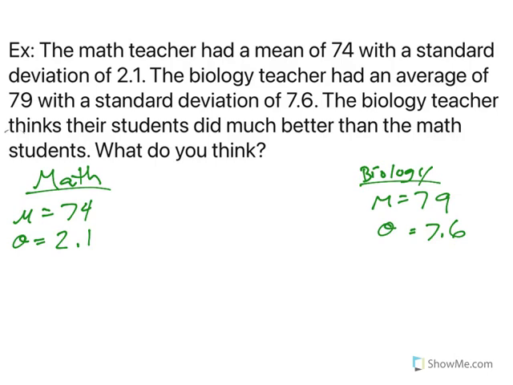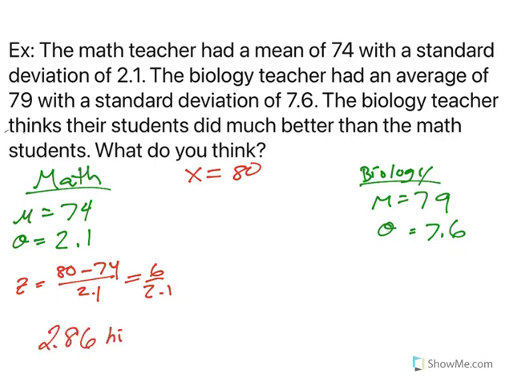So what I like to do is think about comparing a value. I would say the math teacher actually did better. So let's just say if a student scored an 80, how does that work on each test? If you think about it over here, 80 minus 74 over 2.1. So if I do that math, I get 6 over 2.1. And this gives us, in general, for that one, if you scored an 80 on the math test, you scored 2.86 standard deviations above the mean.